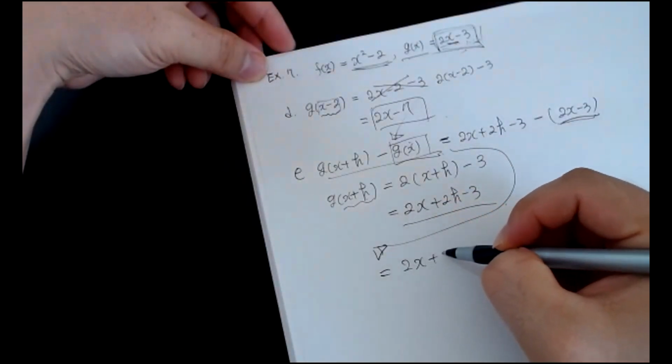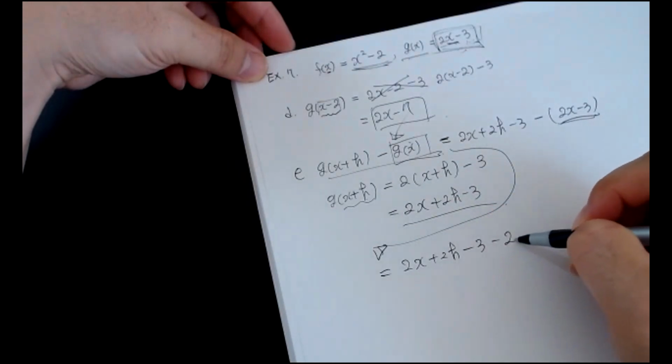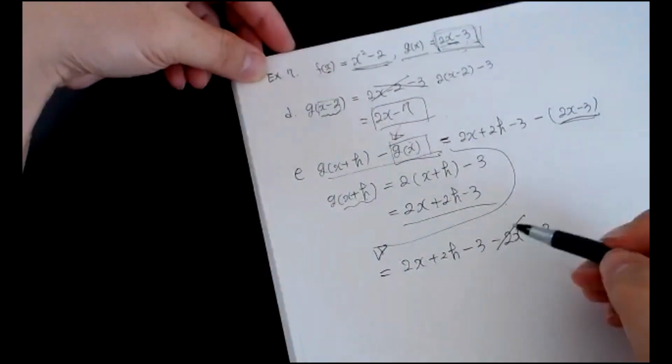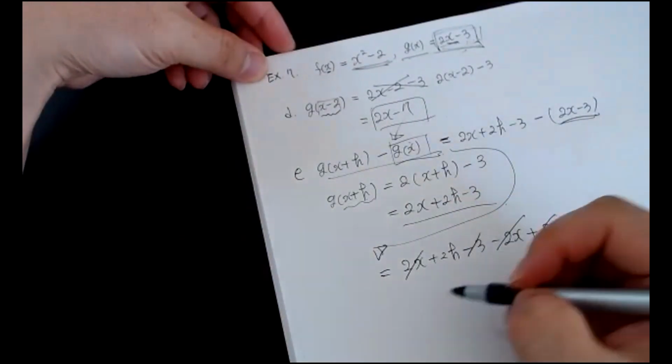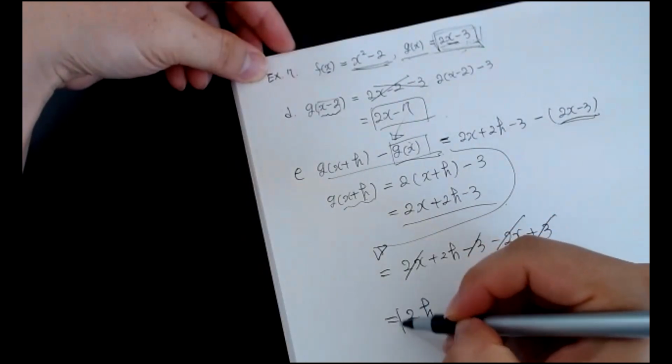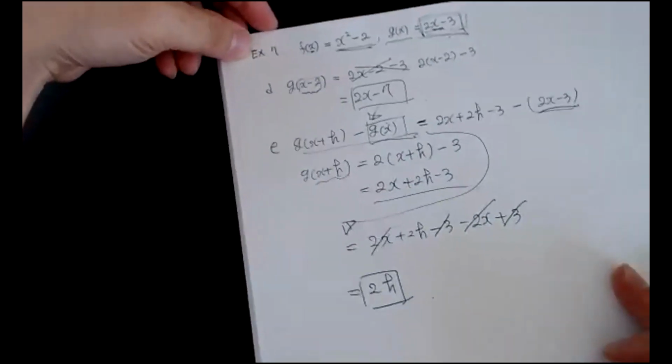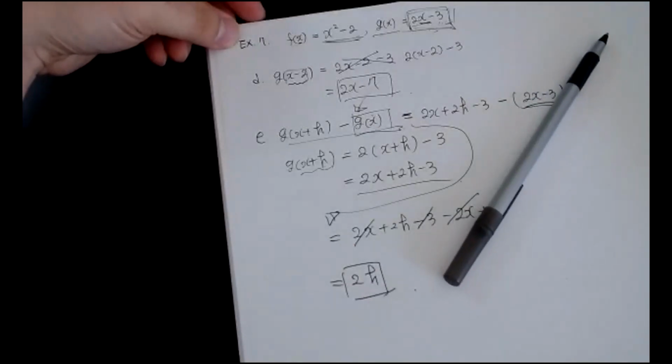So now this is equal to 2x plus 2h minus 3 minus 2x and then plus 3, right? So minus 2x plus 2x, and plus 3 minus 3 is gone, right? So we got 2h. So this is the answer. Now we move to the difference quotient.